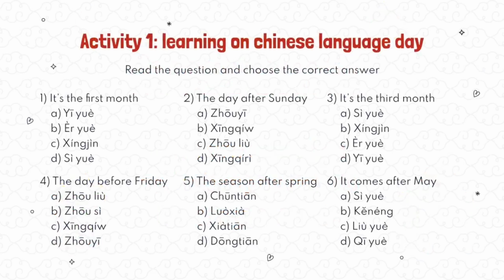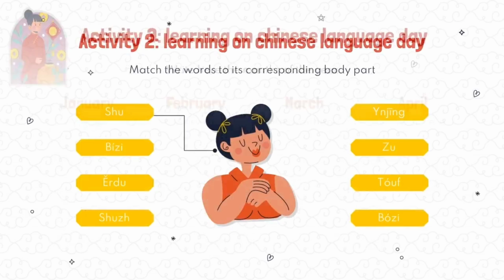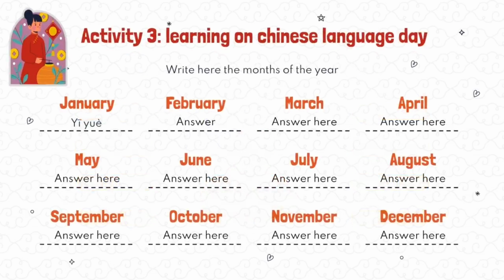Activity 1. It's about learning Chinese. Now, you're going to choose from the options. What is the first month? In English, it's January, but you must translate it to Chinese. Activity 2, matching words to the corresponding body part. So you have to research to see which part goes with which in Chinese. Activity 3, learning how to write the months of the year in Chinese.